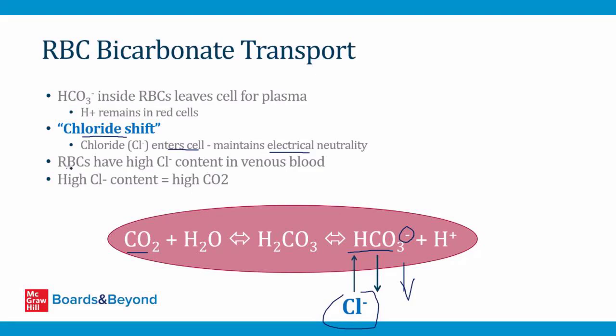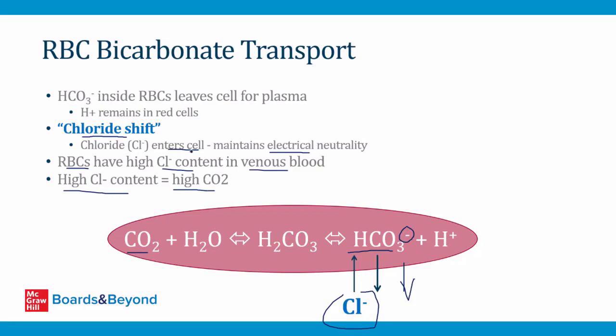This means that red cells have a very high chloride content in venous blood, because remember, in the venous blood, that's where there's lots of carbon dioxide around that's getting converted into bicarbonate. And so in terms of board exams and answering questions, you just want to remember that a high chloride content in red cells always means there's lots of CO2 around. That's what you're going to find in red cells after they've left the tissues when they're on their way to the lungs.